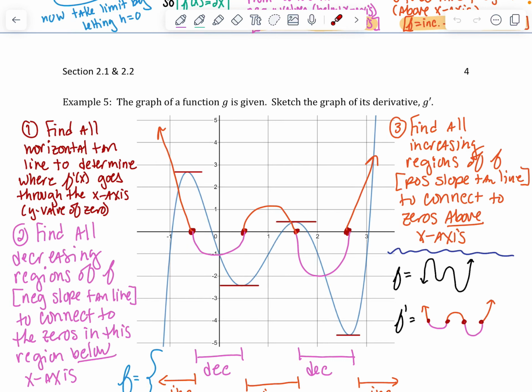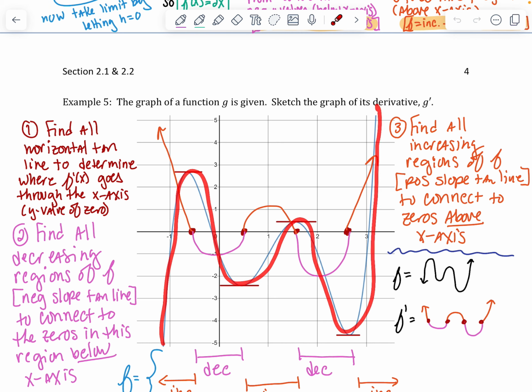Section 2.1 and 2.2, we're now on to page 4. Example 5 asks us, the graph of the function g is given, to sketch the graph of the derivative. Lots going on here, so let's look at the function g, which is given. Hopefully you can see this blue line, which I'm tracing, which is the given function, which I've tried to draw that same shape over here.